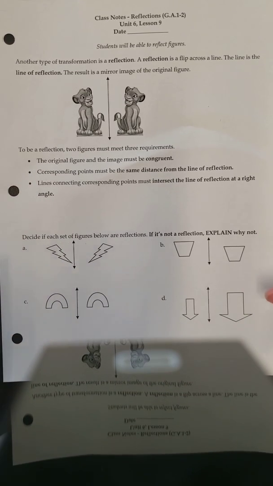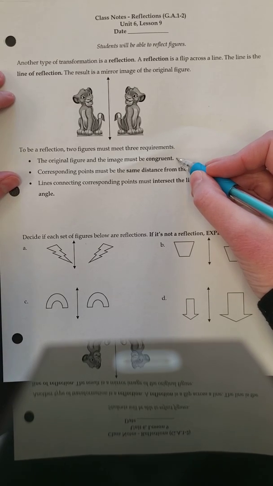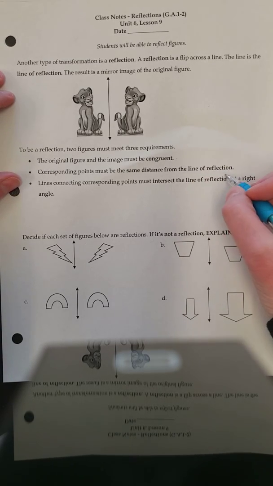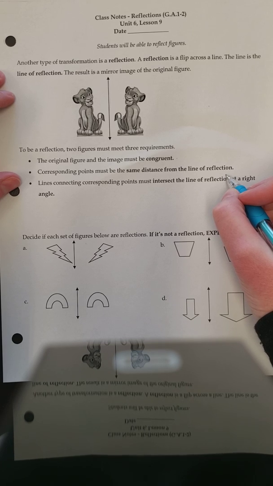To be a reflection, there are three properties. The first is the original figure and the image must be congruent. Second, corresponding points must be the same distance from the line of reflection. Well, okay, wait, what does that mean?